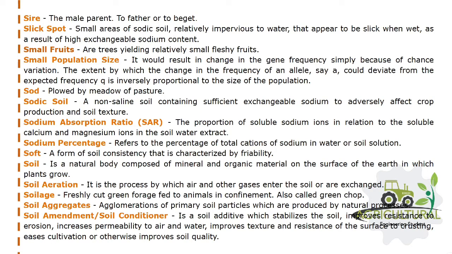Slick spot, small areas of sodic soil, relatively impervious to water, that appear to be slick when wet as a result of high exchangeable sodium content. Small fruits are trees yielding relatively small fleshy fruits. Small population size would result in change in the gene frequency simply because of chance variation. The extent by which the change in the frequency of an allele, say A, could deviate from the expected frequency Q is inversely proportional to the size of the population.